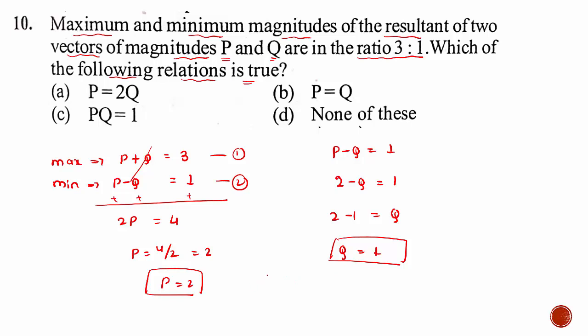Now you can observe the options. P equal to 2 times Q, P equal to Q, P equal to 1, none of these. Suppose I consider P by Q is equal to how much? 2 divided by 1. So P equal to, cross multiplying, 2Q.